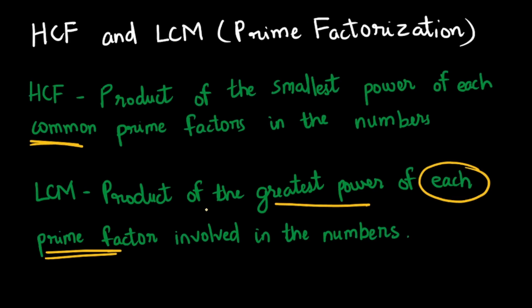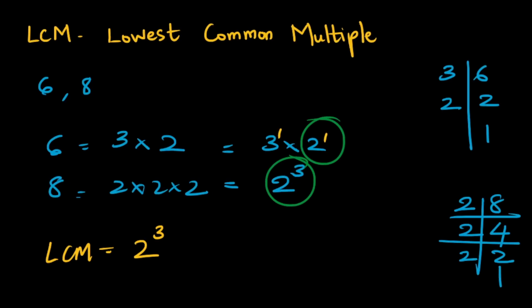And what's given here? Each prime number involved in the numbers. That is, you have to consider every one. Here 3 is not common, but we will be taking 3 also for finding the LCM. I hope it's clear. See, for HCF, we just have to take the common one outside with the smaller power. But for LCM, you have to take all the numbers outside, and whichever is common, you take its greatest power. We'll have 2 cube as 8, 8 into 3 is 24.